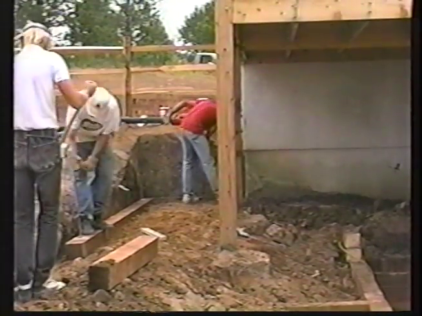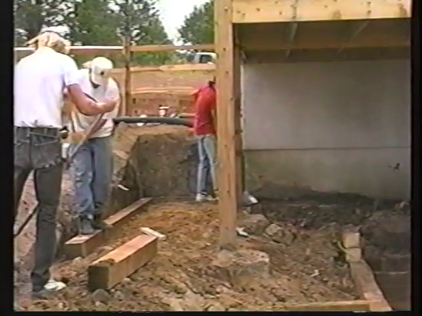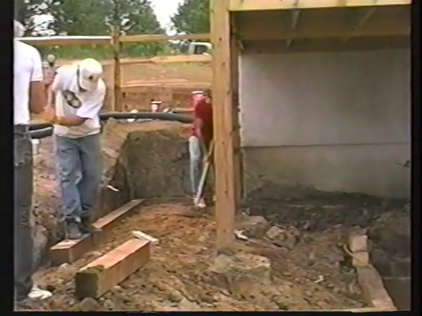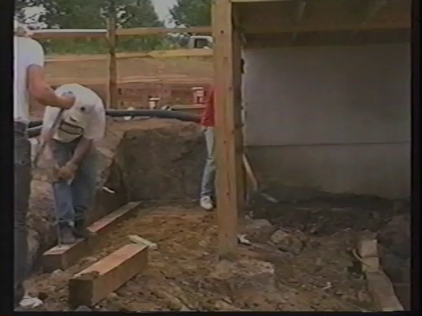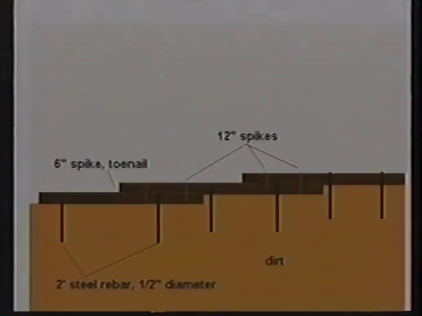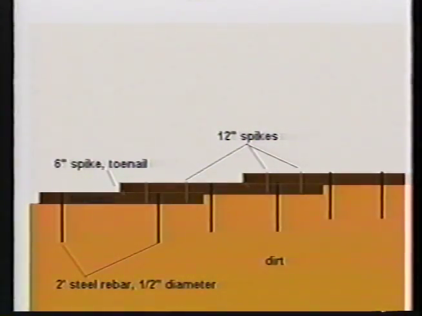Install the next base course timber the same way. Toenail it to the first timber with a 6-inch spike, drill the 3/8-inch holes, and drive in the rebar. Continue this process until the entire base course is completed, or until the next timber will be completely buried in the trench. Step up the base course by overlapping the next timber by 2 to 3 feet.